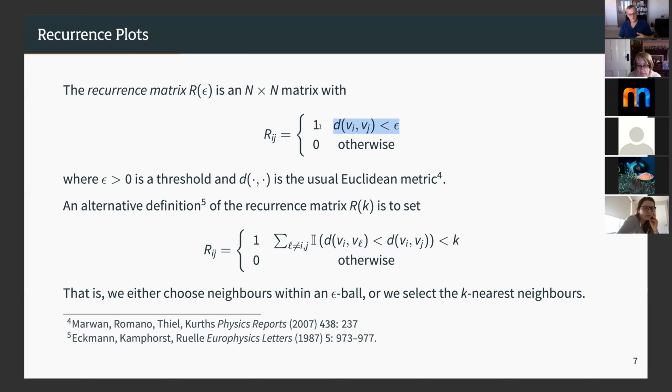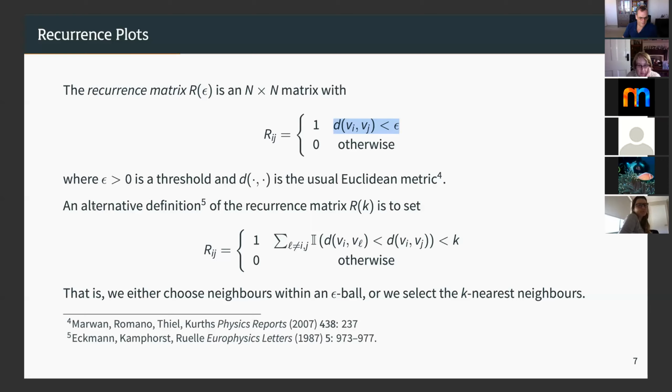Of course, you can dream up all sorts of extensions to this. You can use all sorts of different norms on here. There are questions about whether or not you do the embedding process correctly, so the way in which you get the vectors V from the scalars X will affect the whole process. And then there's the issue about how you choose epsilon. All those things aside, this gives you a binary matrix which shows the recurrences in the sense of Poincaré's theorem for a dynamical system.